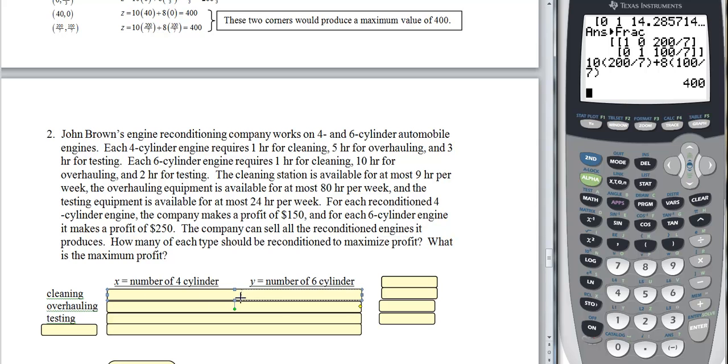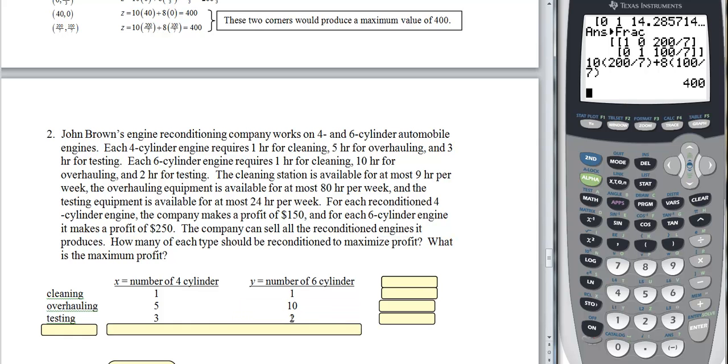So they said 1 hour for cleaning. There's 1 hour. So on this one, the overhauling, 5 hours. Testing, 3 hours. Now in order to get here, in this first yellow box, it has to be about 6-cylinder and it has to be about cleaning. So I need 1 hour here, 10 hours overhauling, 2 hours testing.